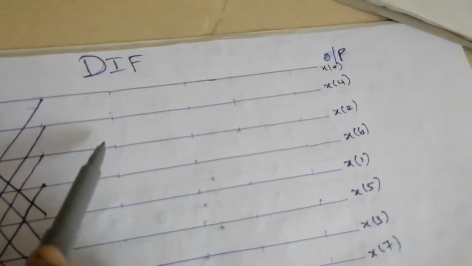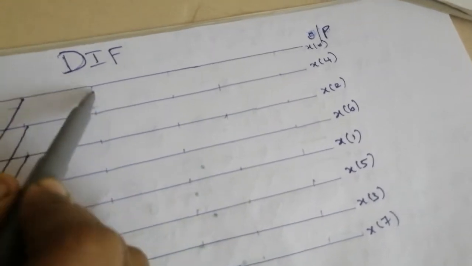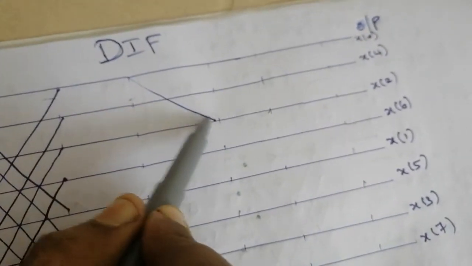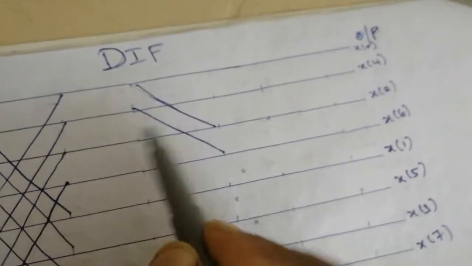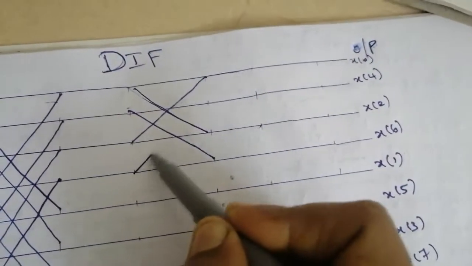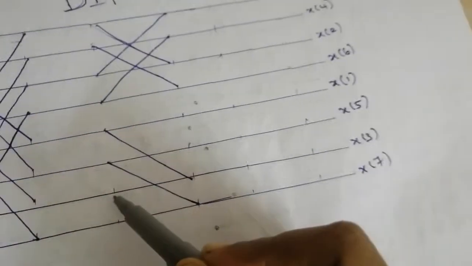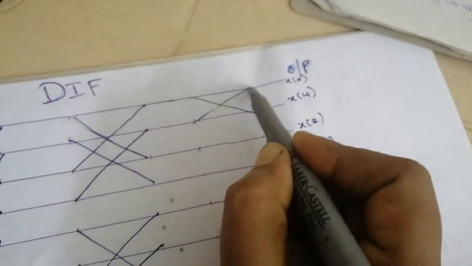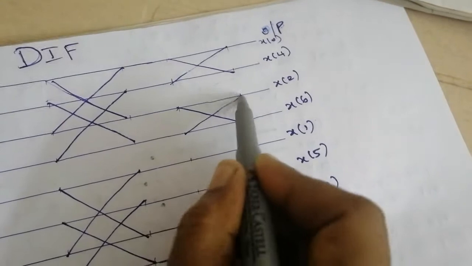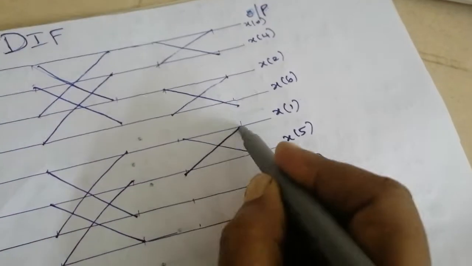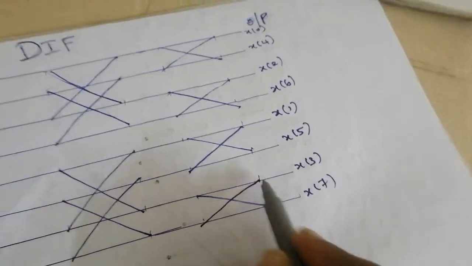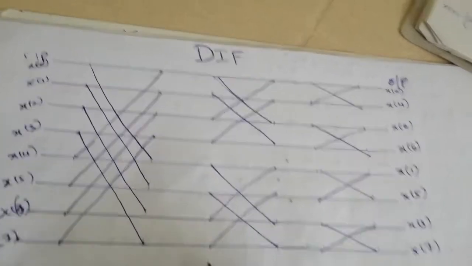So this is the first stage for DIF and the second stage is we have to combine two lines. That is the first line is joined to third line, second line is joined to fourth line, third line is joined to first line, fourth line is joined to second line, likewise. Okay, and the third stage is 2 lines. Right? So I hope you all understand the difference between DIT and DIF in terms of the diagram, right?